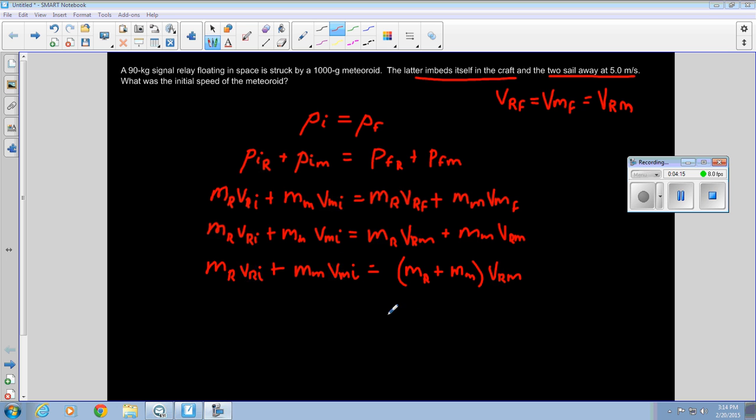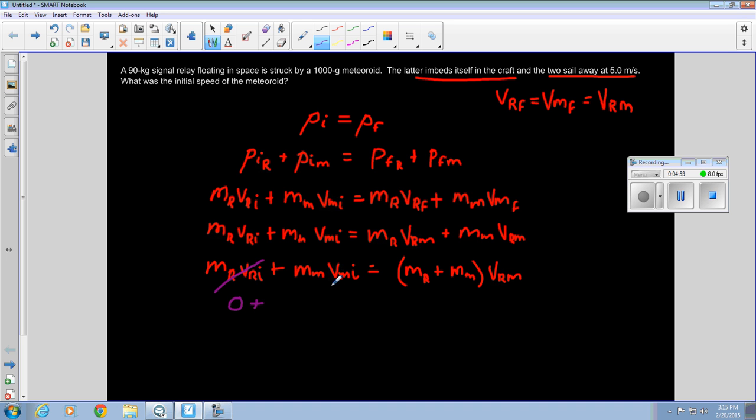Now you could use this. This is really what any inelastic collision, where two things are coming at each other and colliding, will expand to. Object one, object two, object one, object two, and they're going to have the same velocity. Object one, two, so to speak, velocity one, two. So all of them will end up looking like this. Now, this is a more simplified problem because our initial velocity of the relay is 0, so this whole term is 0.